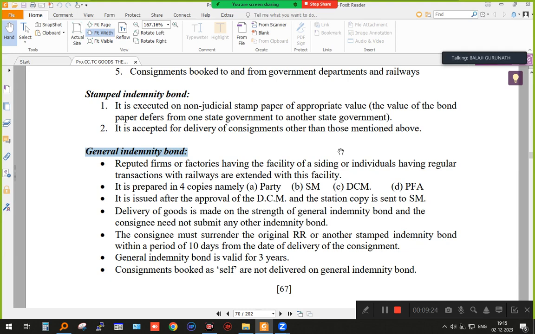Do you understand this statement? Anybody having a doubt regarding this statement, please ask now. The highlighted one. So it means the party doesn't need to fill any other form. They will get delivery of the consignment only on this particular general indemnity bond, and they don't need to indemnify anything. Any other doubts?